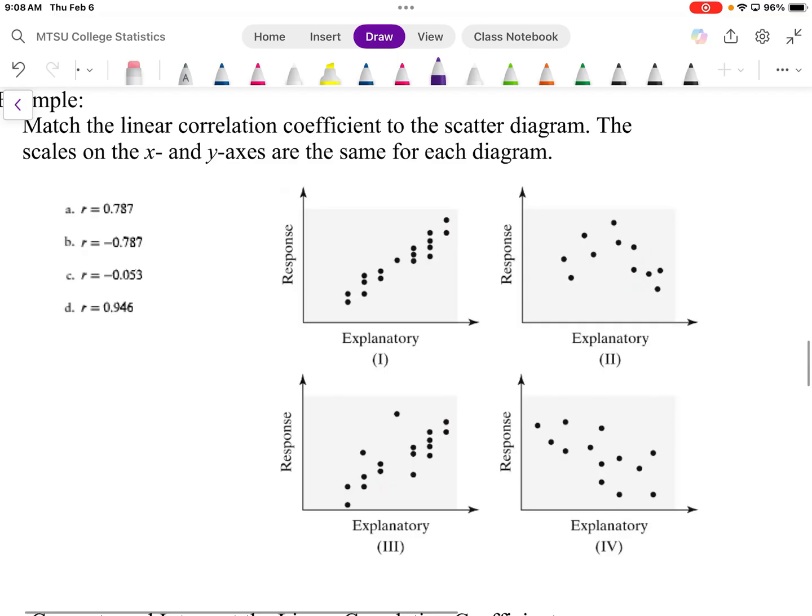So here's a quick example where you have 4 choices, 4 graphs, and you have to try to associate each one of those with one of those pictures. Let me give you about 20, 30 seconds to fly through that.